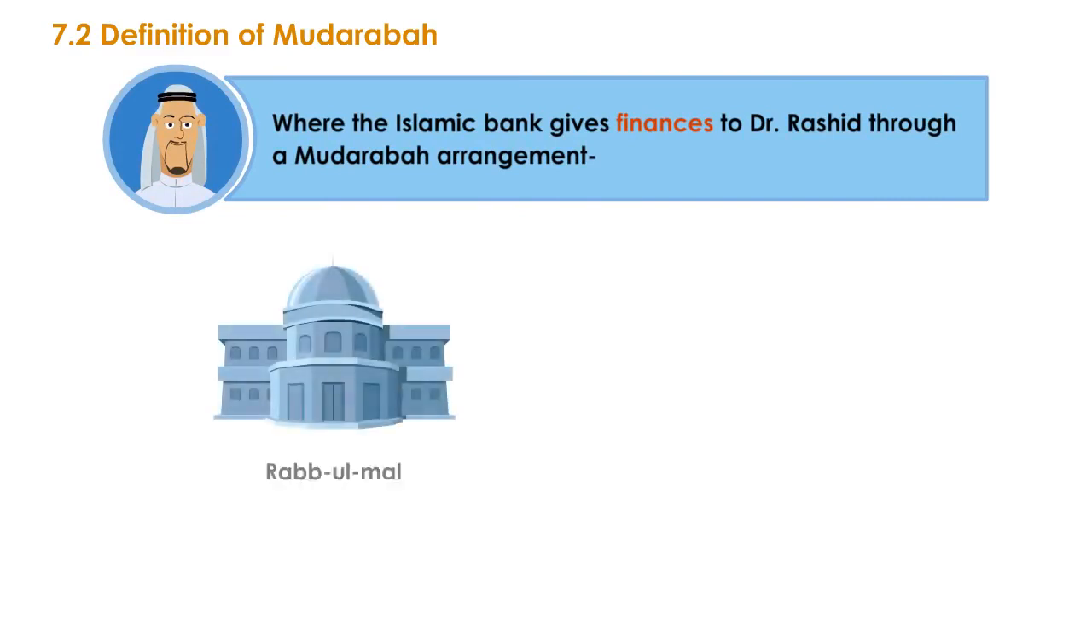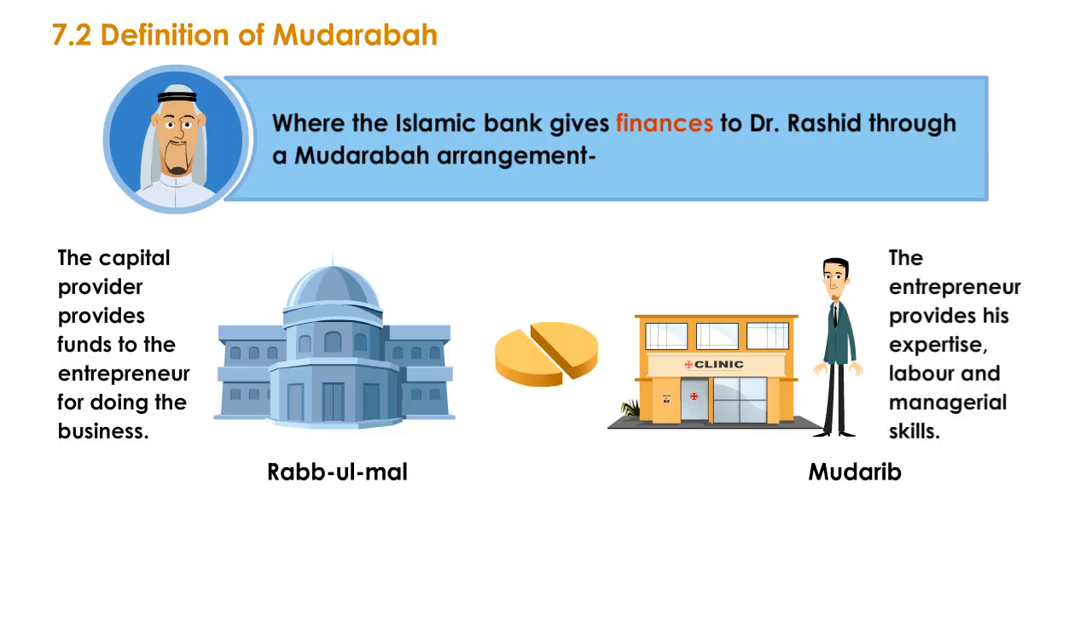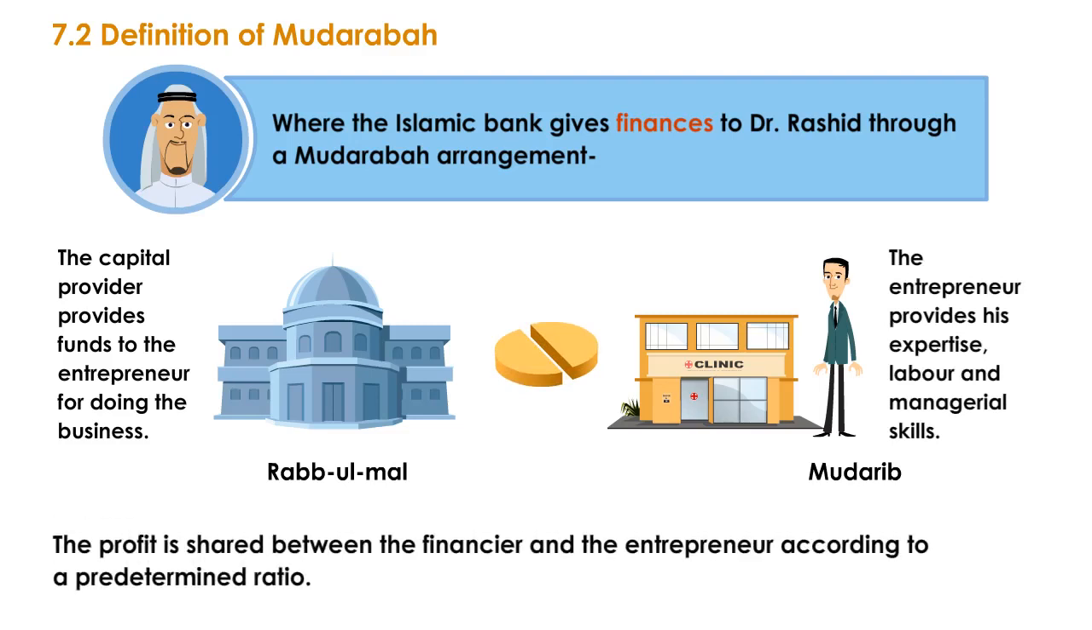Scenario 1, where the Islamic bank gives finances to Dr. Rashid through a Mudaraba arrangement. The capital provider or the Rabul Mal provides funds to the entrepreneur for doing the business. The entrepreneur or the Mudarib provides his expertise, labor, and managerial skills. The profit is shared between the financier and the entrepreneur according to a predetermined ratio.